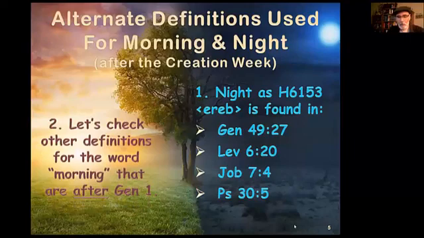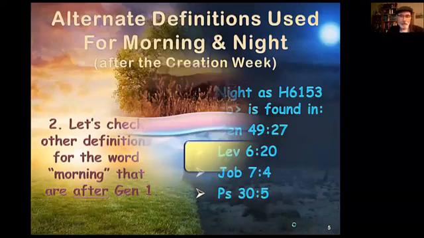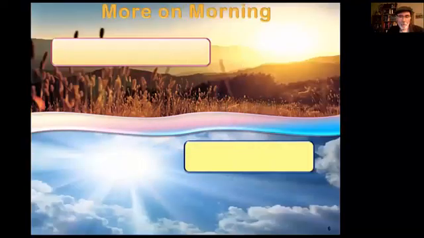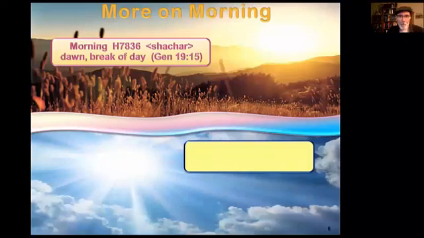I also went to check and see if there were other definitions for the word morning that you will find after Genesis 1. And there was. So let's do a little bit more on the word morning. You will find the word morning as 7836. This is the word shakar, and it also has the same definition as boker. It's dawn, break of day. This is in Genesis 19:15, where Lot is ushered out of Sodom with his family. We did have a little bit of discussion last week about shakar and boker, so hopefully this clears things up.